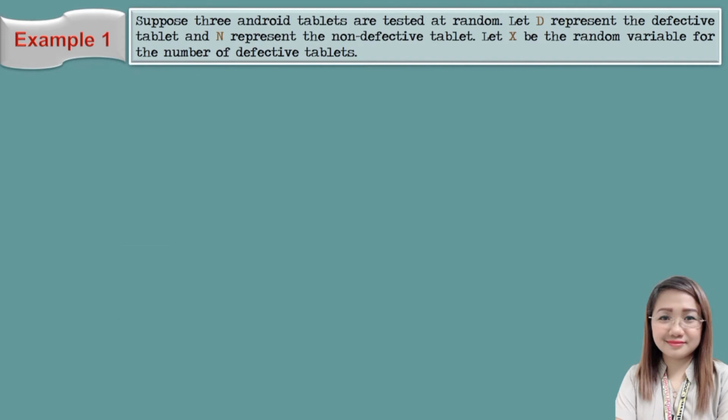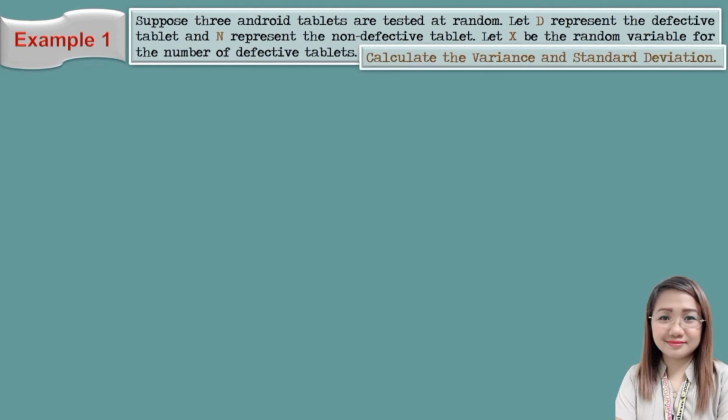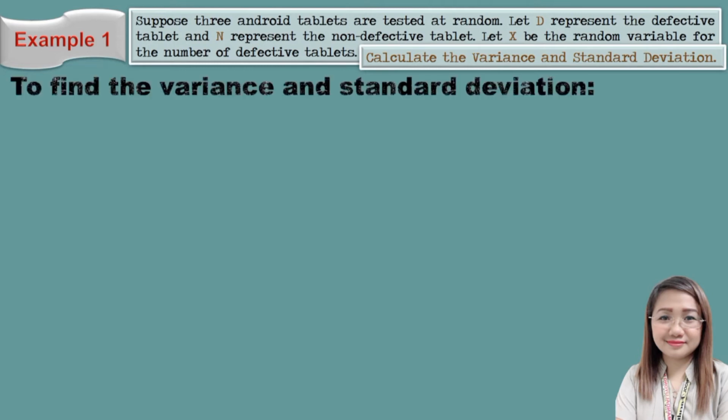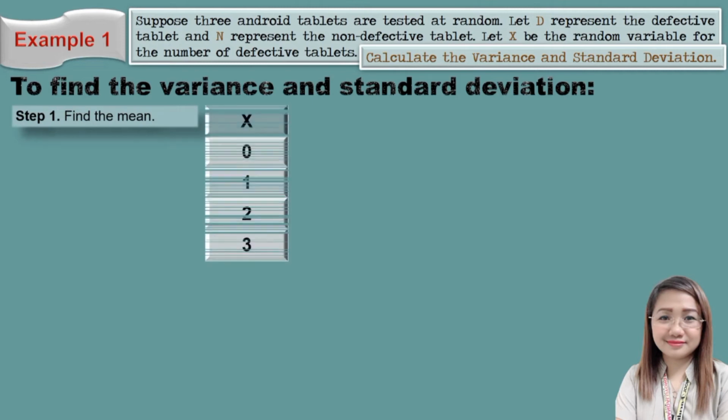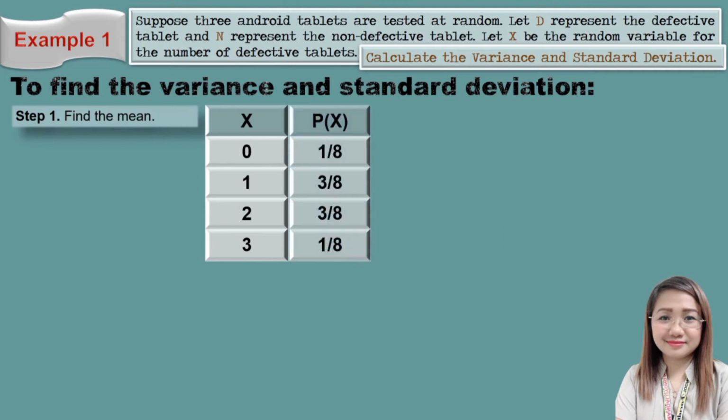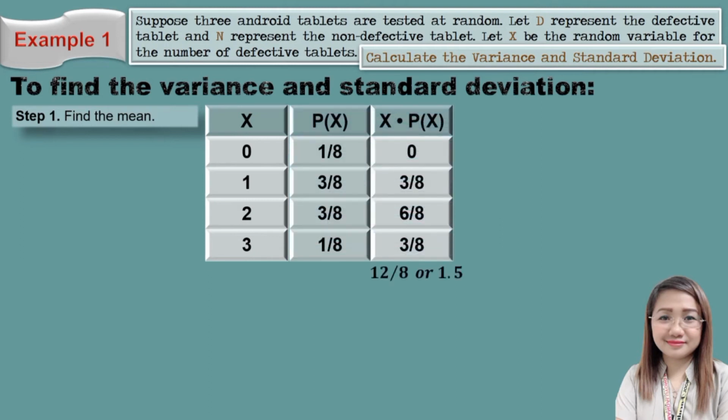Going back to the given problem awhile ago, where 3 Android tablets are tested at random, let us calculate the variance and then the standard deviation. To find the variance and standard deviation, we have the following steps. Step 1. Find the mean. Awhile ago, we already calculated the value of the mean. We have 12 over 8 or 1.5.